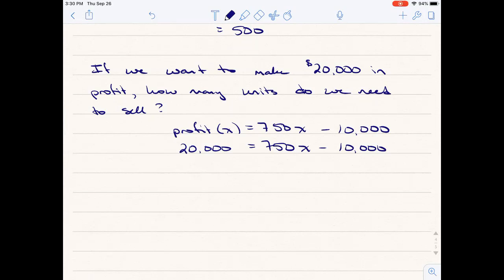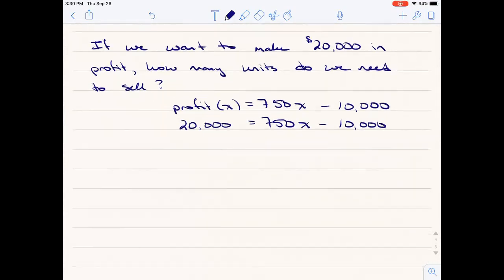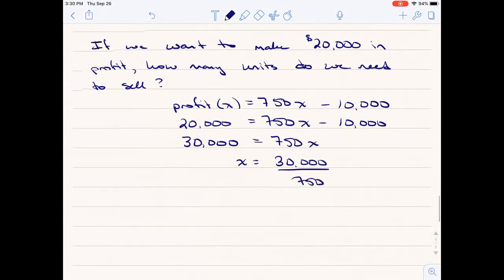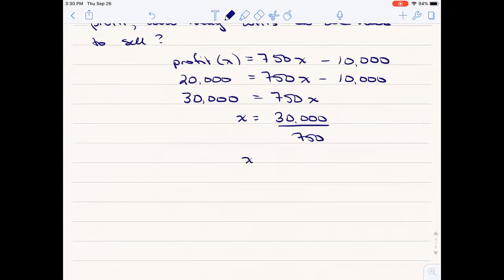And then I solve for X, right? I bring the 10,000 over to the left-hand side. And so I've got 30,000 is 750X. So X is 30,000 divided by 750, 40 units, even.